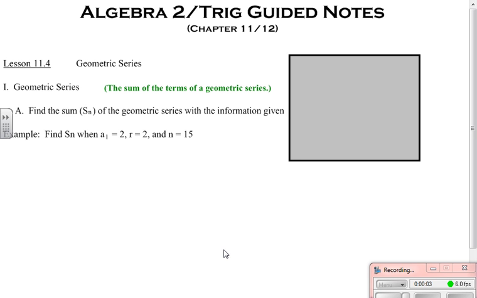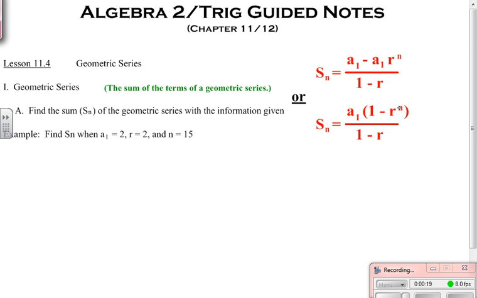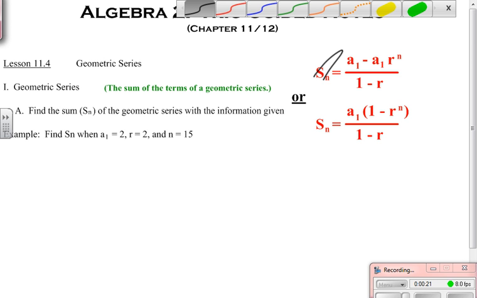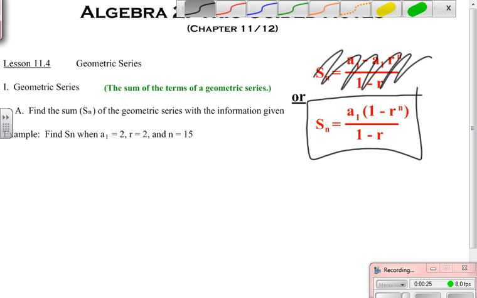All right, the 11-4 lesson is going to continue our work with geometric series. So we're going to talk about using sums of geometric series, just like we did the sums of the arithmetic series. So first of all, we need some formulas. We are going to make our life simpler, and we're not going to use this top formula. We are only going to use this bottom formula.